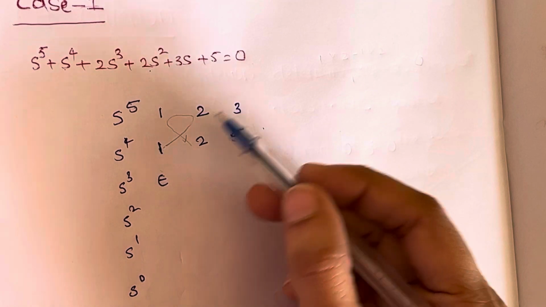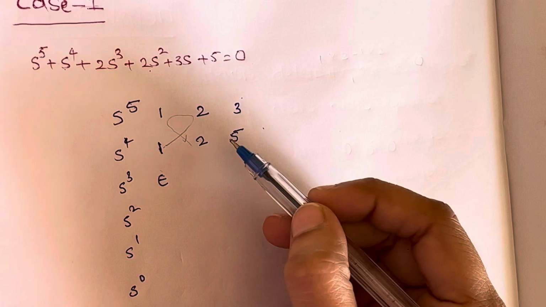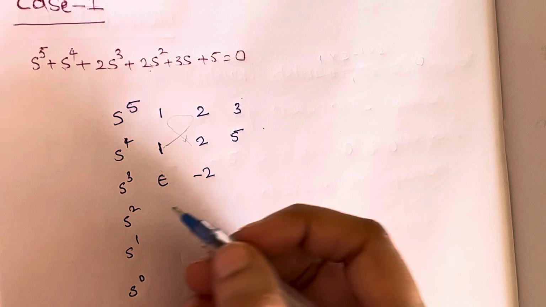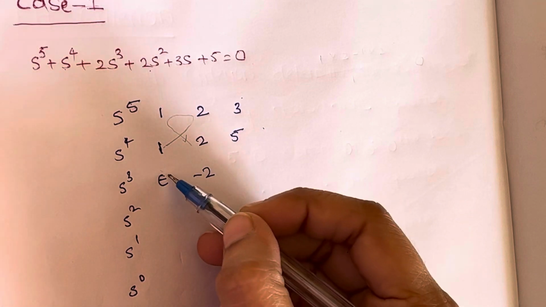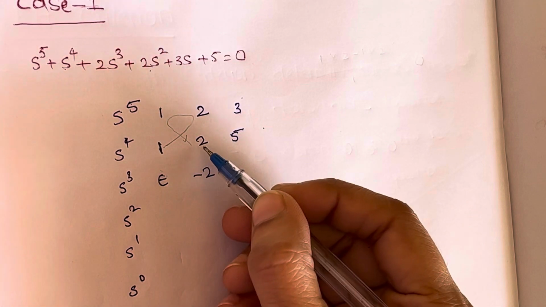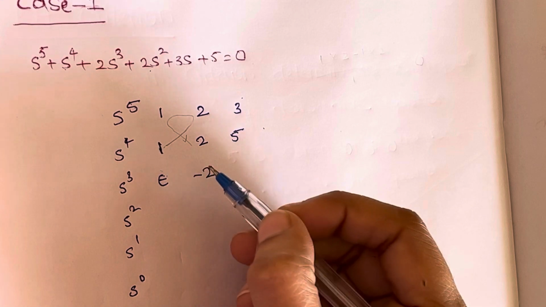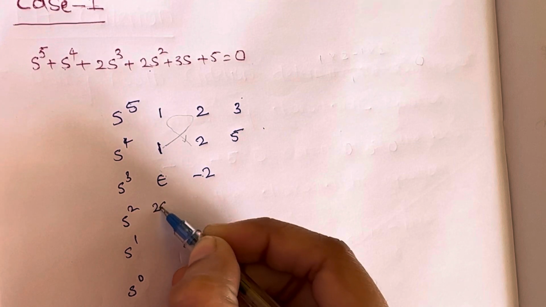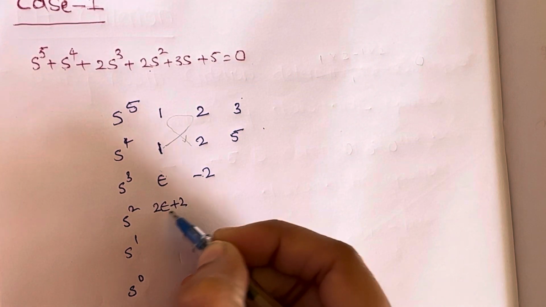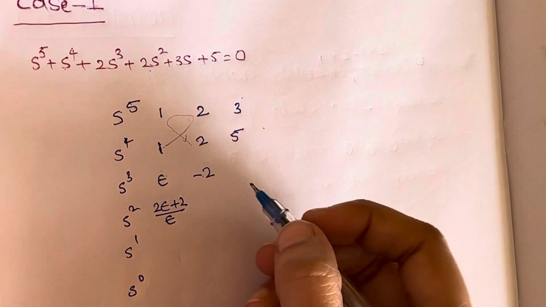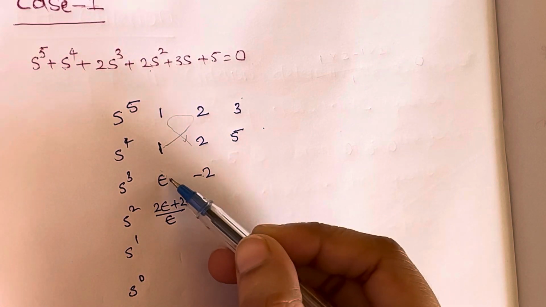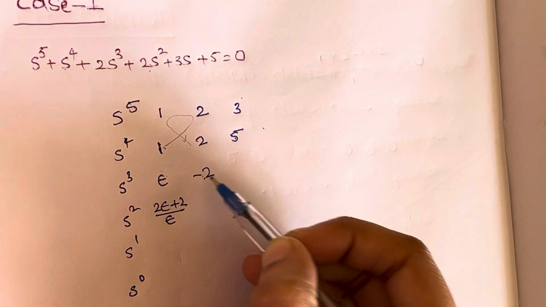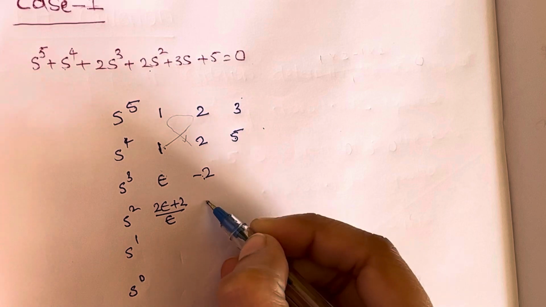Continue further. 1 into 3 minus 1 into 5 by 1. What we get? It is minus 2. Now the same process again. Epsilon into 2 minus 1 into minus 2 by epsilon. That is, we get 2 epsilon plus 2 by epsilon. And again epsilon into 5 minus 1 into minus 2 by epsilon. We get 5.